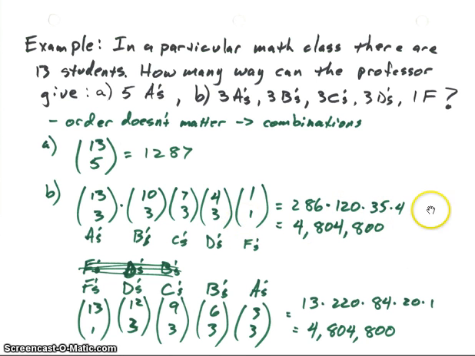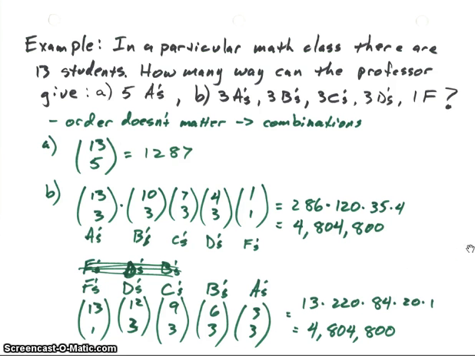Finally, the last one, I forgot to write it down, but the last one, 1 from 1, is of course 1. And so if you multiply those out, you get 4,804,800 different ways that he could give out those particular grades.